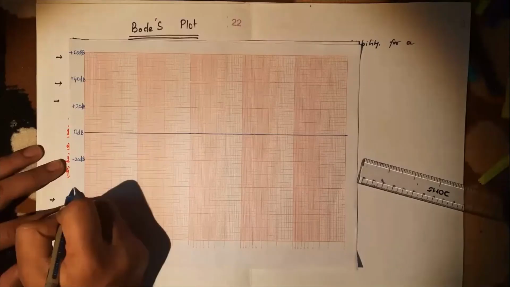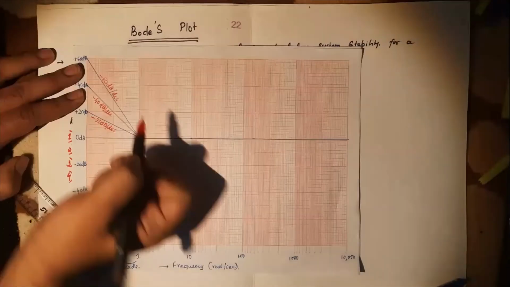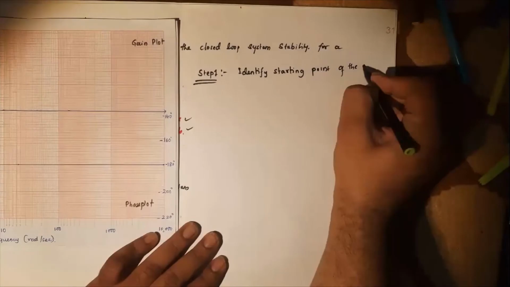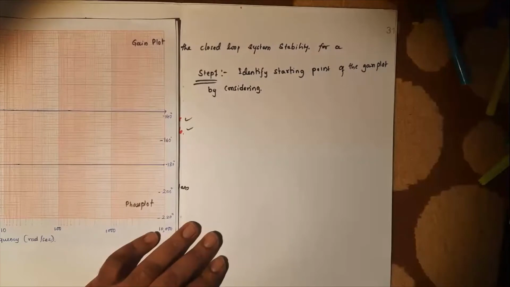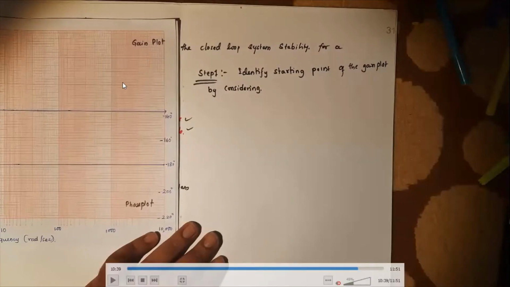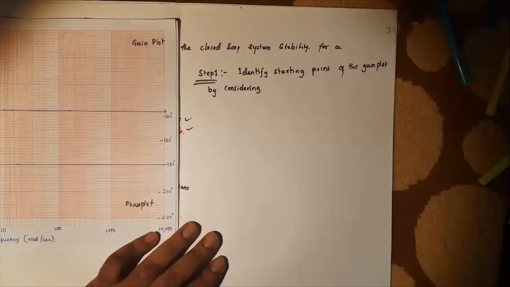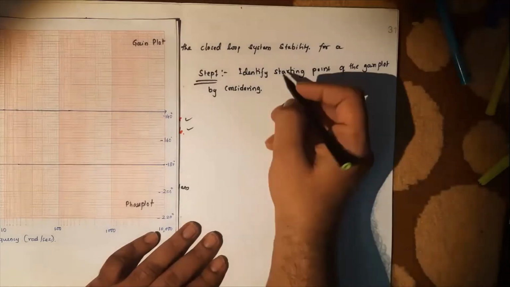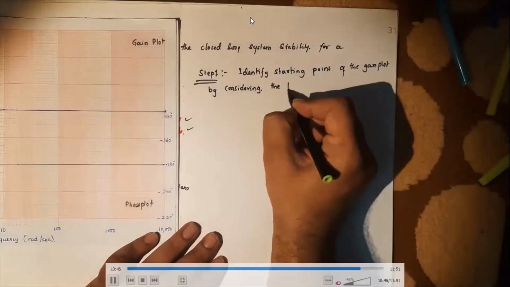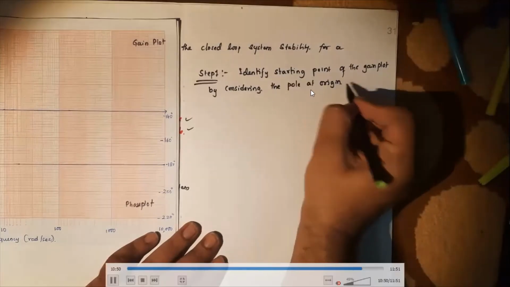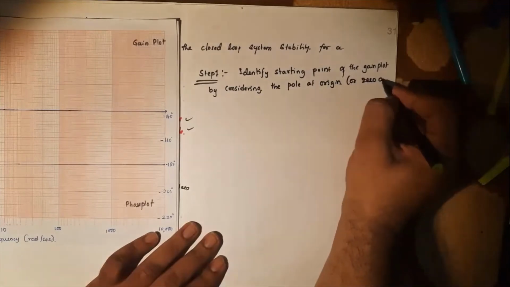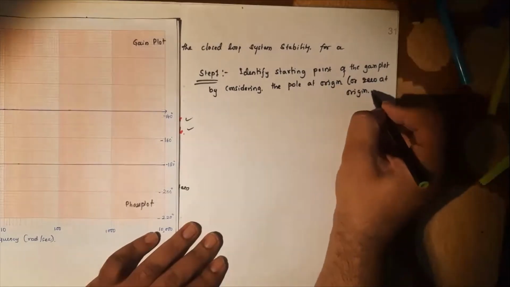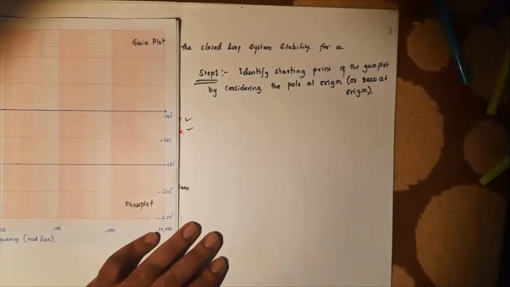I'm skipping this part now because I had given you the information. Please do not look at this graph as of now. Ignore the graph. Step 1 is to identify the starting point of the gain plot by considering the pole at origin or zero at origin.